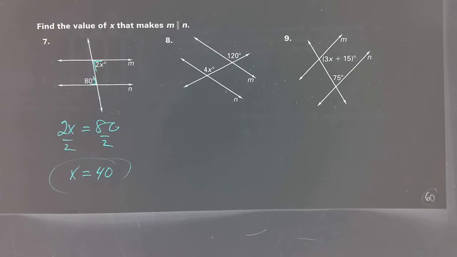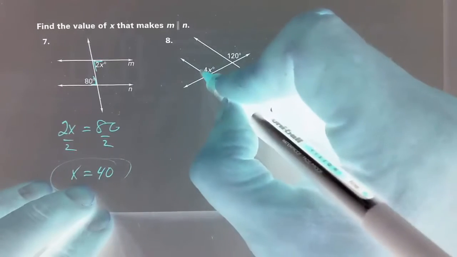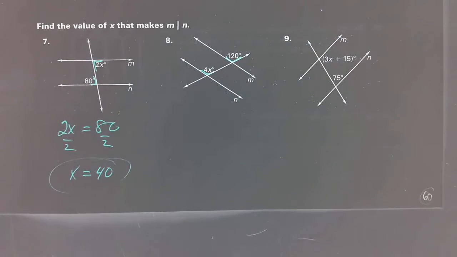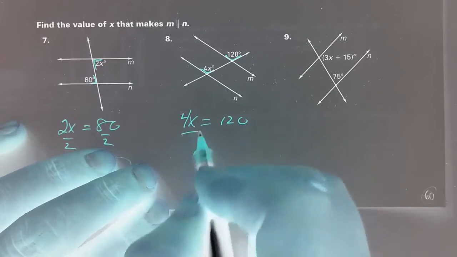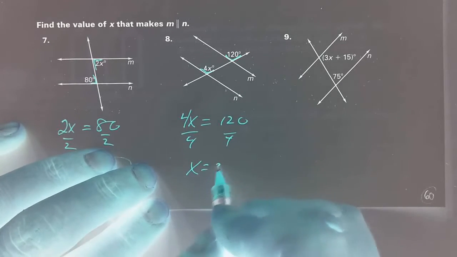What kind of angles are these in number 8? They are corresponding angles, and if lines are going to be parallel, what has to be true about them? They got to be congruent. So I would set up my equation by saying, I like that, divide by 4, and x equals 30.